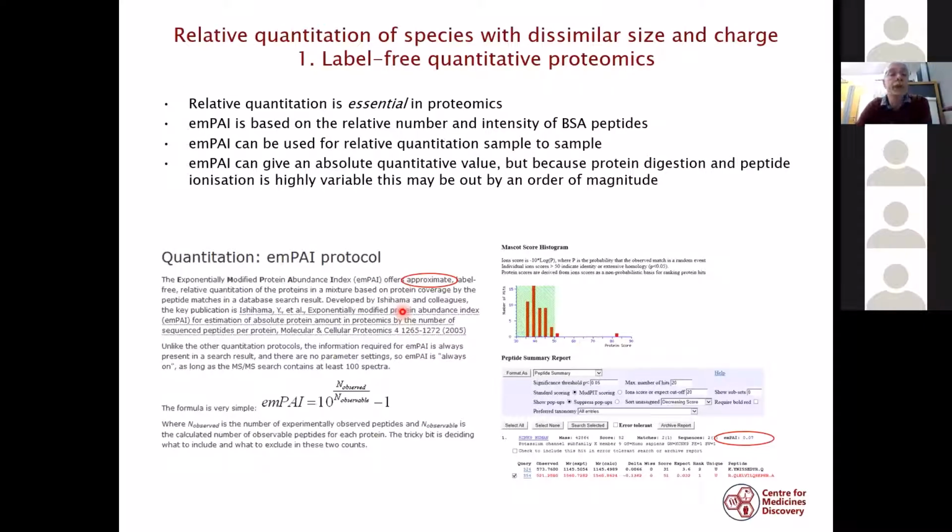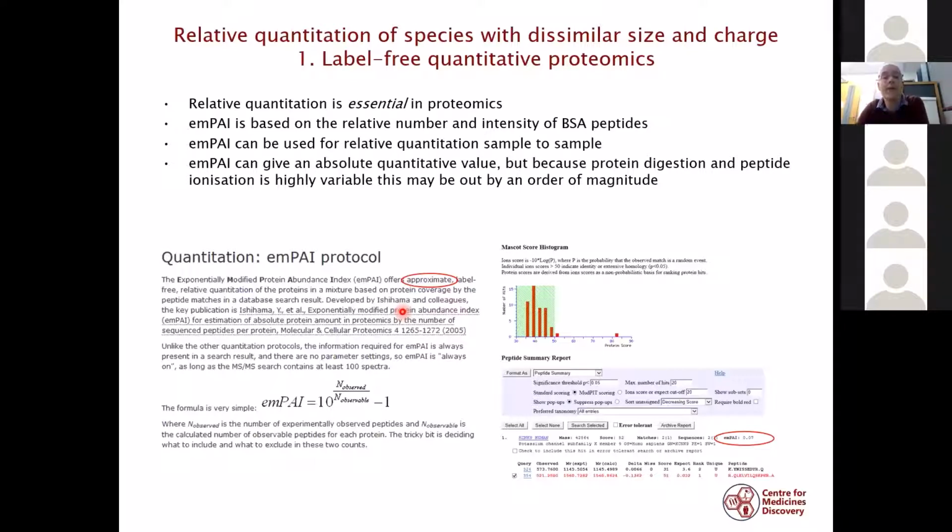You can also do relative quantitation of species which are different, which would have dissimilar size and charge. And one example of this is label-free quantitative proteomics. So in proteomics, quantitation is absolutely essential. If you cannot achieve accurate quantitation, your proteomics data set is useless.